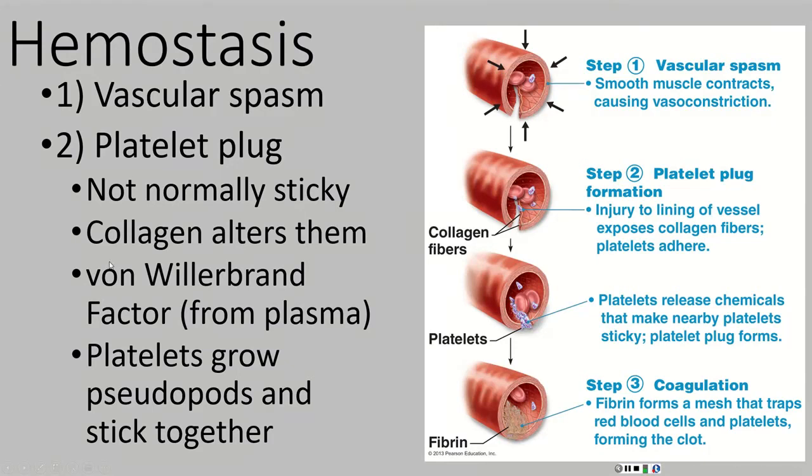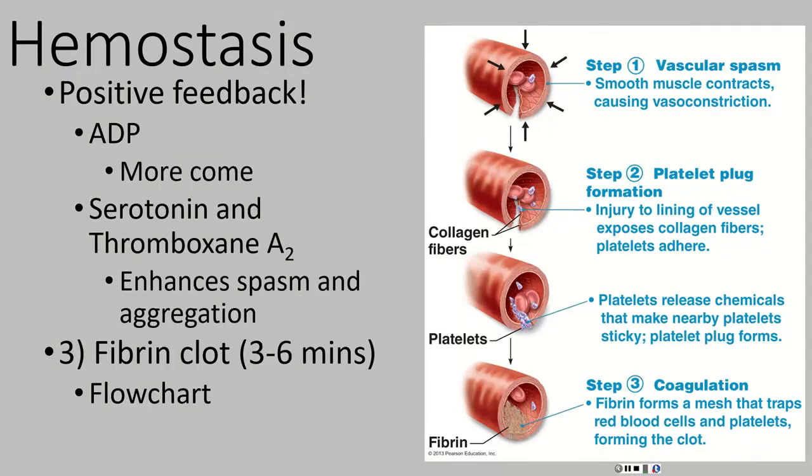And von Willebrand factor, which is from the plasma, will cause these platelets to grow pseudopods. And not only do they stick to each other, they stick to the collagen. And the von Willebrand factor helps bridge between the collagen fibers and the platelets. They're sticking to each other, they're sticking to the collagen, they're starting to have bridges formed to hold everything together. And now we're going to go into a positive feedback loop.